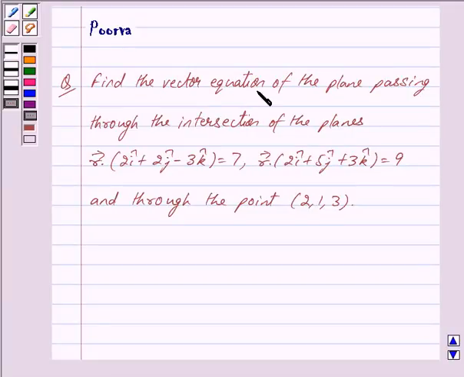Find the vector equation of the plane passing through the intersection of the planes vector r dot (2i cap + 2j cap - 3k cap) = 7 and vector r dot (2i cap + 5j cap + 3k cap) = 9, and through the point (2, 1, 3).